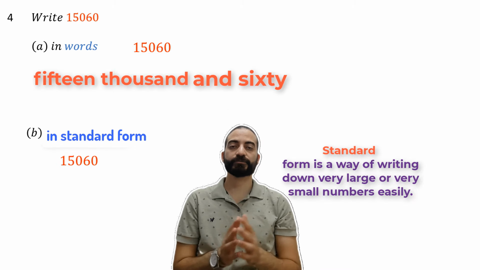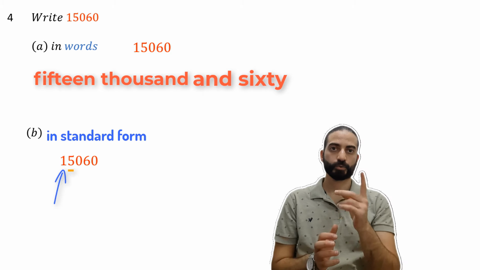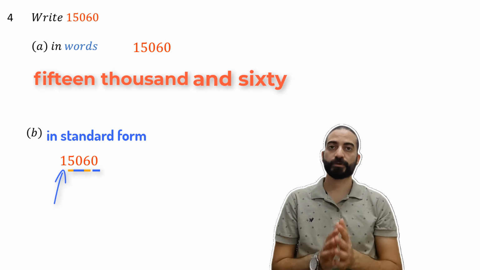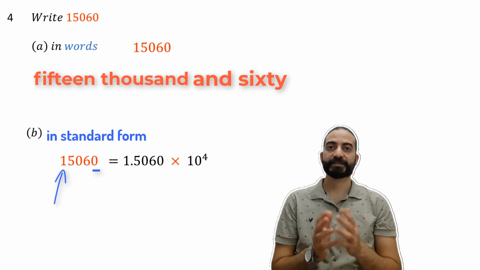Now we move to part B: write 15,060 in standard form. Now if we put a point here, we must multiply the number by 10 to the power of 1, 2, 3, 4. So 10 to the power of 4. And in this way we get standard form.